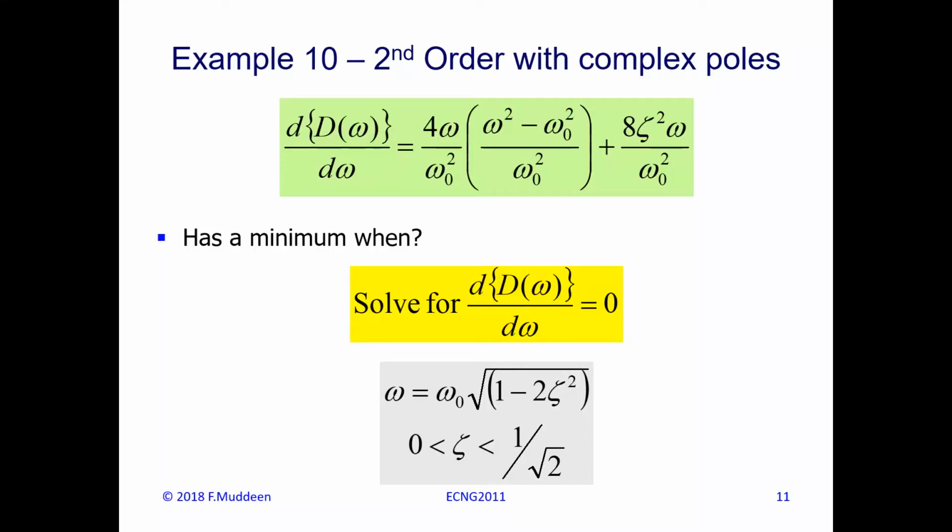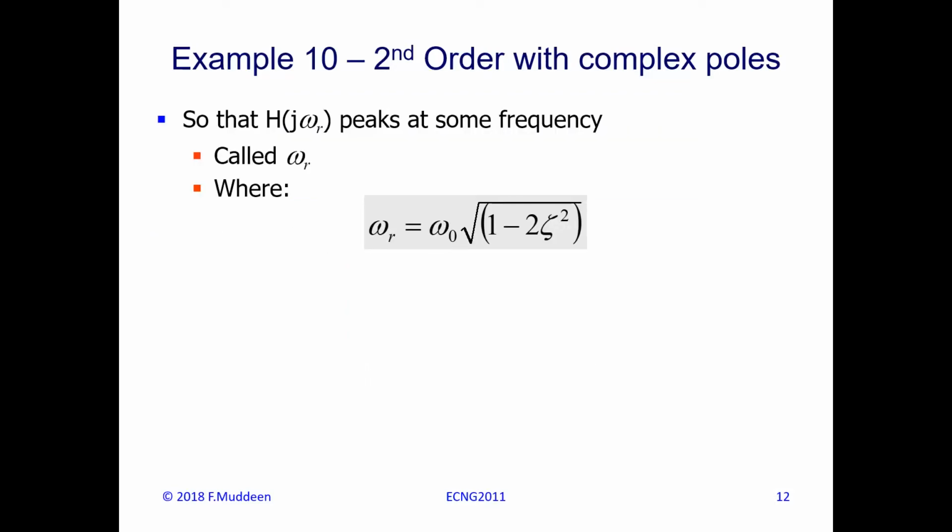What this means is that for this applicable range, the H(j omega) equation, if we say that the peak here is at omega r, we basically say that that equation we saw in the previous slide is omega r is equal to that equation, and that it holds true only for this valid range of zeta.